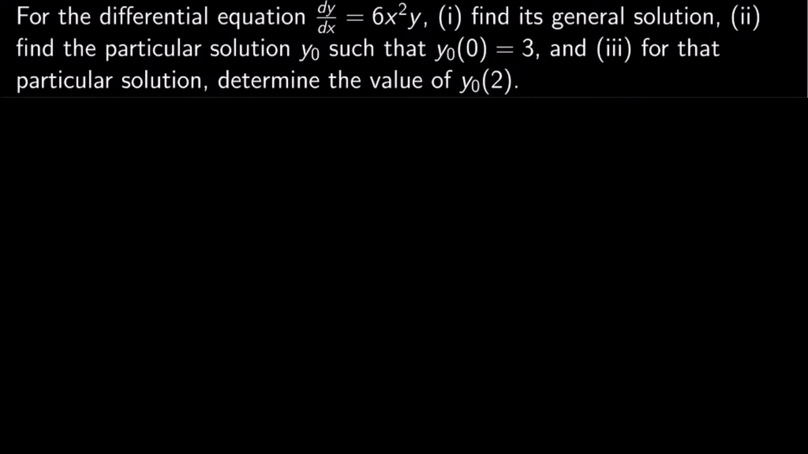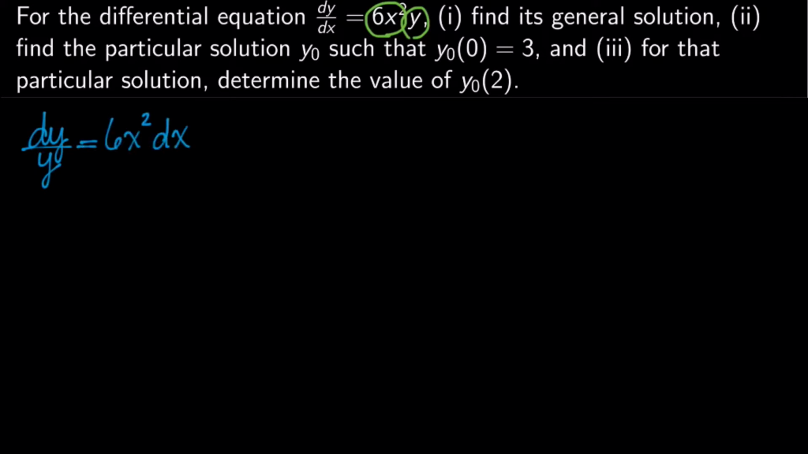Okay, straight out of section 9.3, we have a differential equation here. We're expected to find its general solution, find a particular solution given an initial condition, and then determine the value of y naught of 2 based on that initial condition. So first of all, notice that this DE is separable because I can view this as a function of x times a function of y, and I'm going to split this up as 6x squared times y.